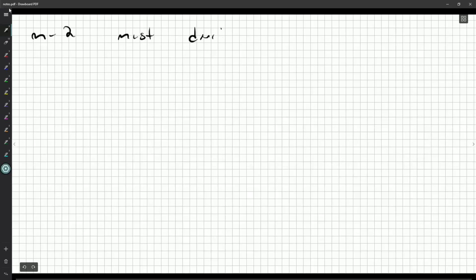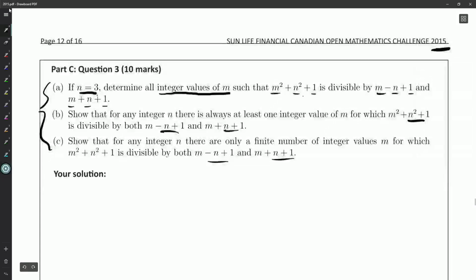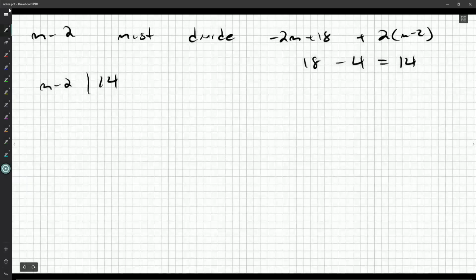So m minus 2 must divide negative 2m plus 18 plus 2m minus 2. And again, the m's will cancel out and we're left with 18 minus 4, which will be 14. So m minus 2 must be a factor of 14. Now, did they say positive m's? Or nope, just integer values of m. So, what could we do?